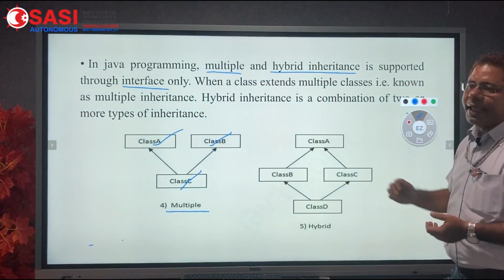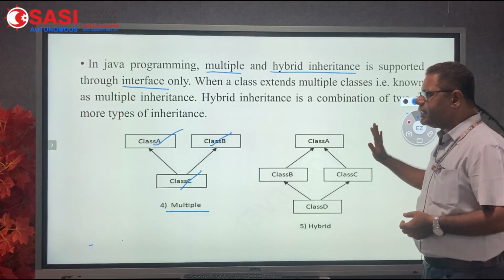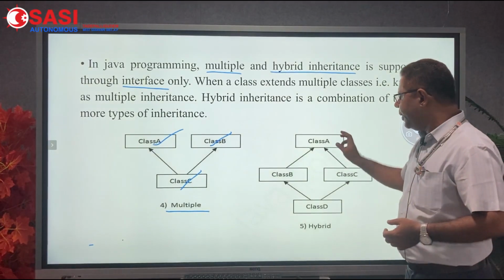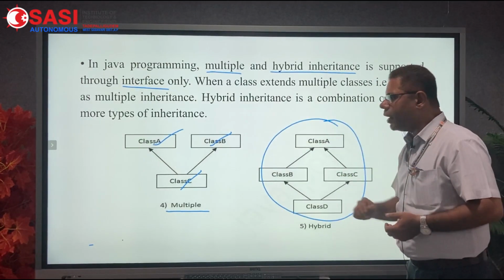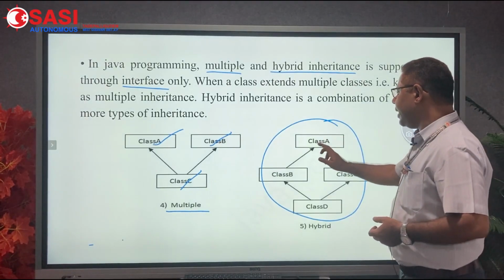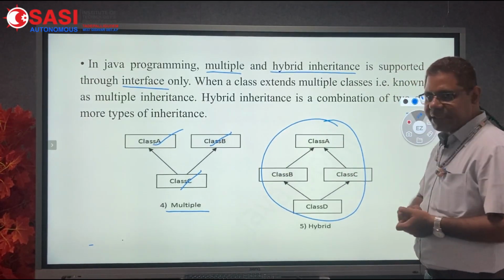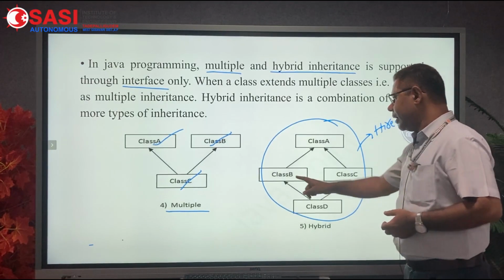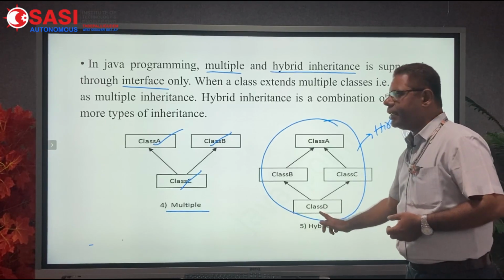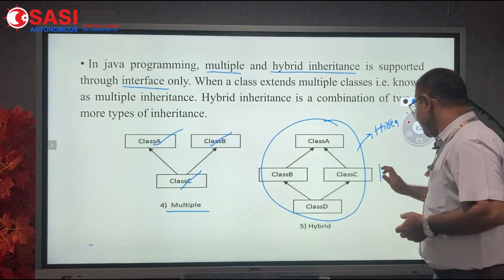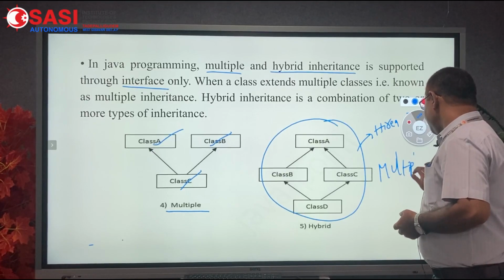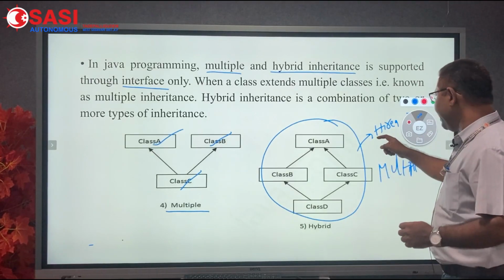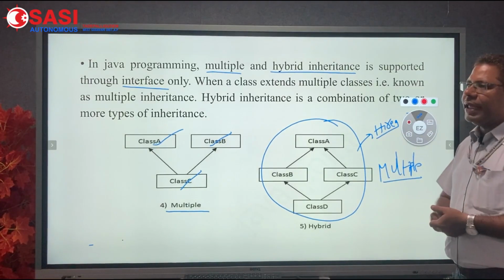Similarly, hybrid inheritance is a combination of two or more types of inheritance. Here, class A can be used in class B and class C. So this is called hierarchical inheritance. Next, class B and class C can be used in class D. So this is called multiple inheritance. So for this example, this hybrid inheritance is a combination of hierarchical inheritance as well as multiple inheritance.